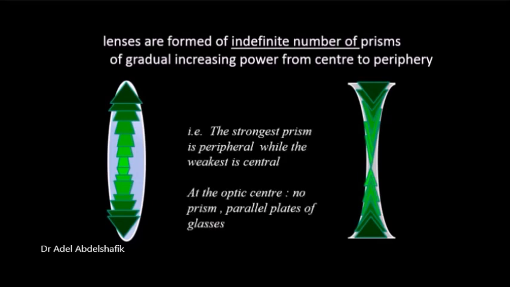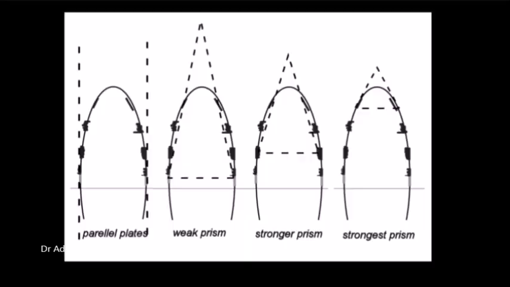Notice that the prisms are of gradually increasing power as we go from the center to the periphery. That's to say, the strongest prism is in the periphery, while the weakest is central. At the optical center, there is no prismatic effect. A lens is formed of indefinite number of prisms.